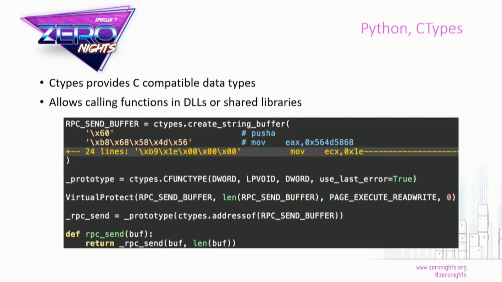And we're telling it that it returns a DWORD, and it takes a pointer and another DWORD, so the pointer to the buffer and the size. And then we're calling VirtualProtect to mark that memory as executable. On OS X or Linux, that's just a call to mprotect, doing the exact same thing.